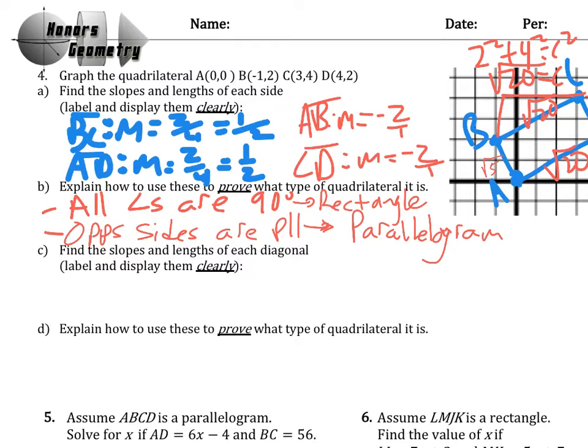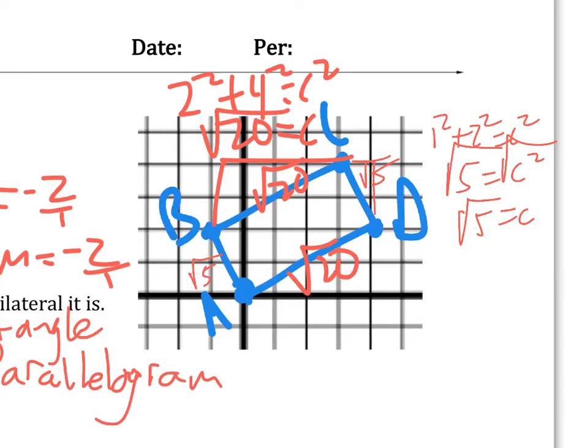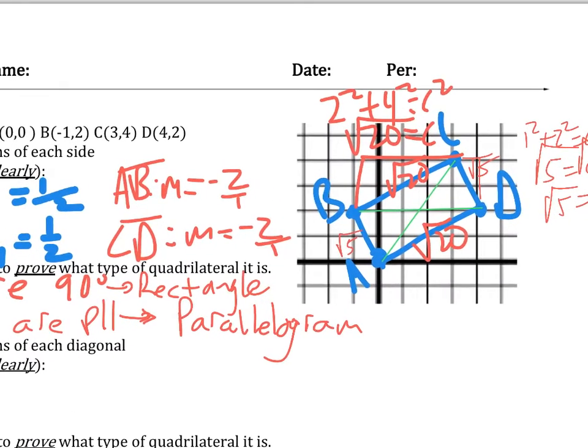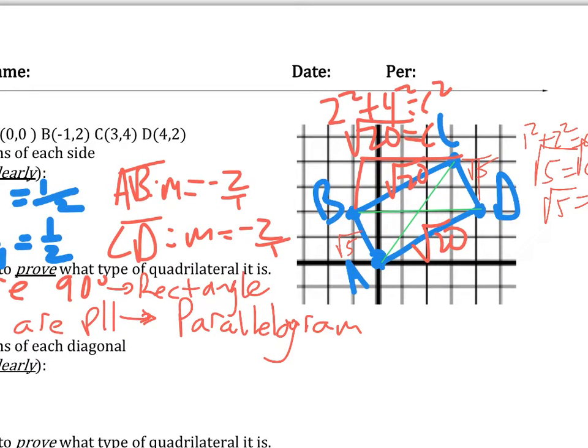Let's find the slopes and lengths of the diagonals and see where that takes us. So there we have two diagonals in green there, and we want to find their slopes and their lengths, okay? The slopes will tell us if it's a square or not. Well, this has a slope of 0, rise of 0, and a run of 5, okay? So BD has a slope of 0, and AC looks like we're going up 4 over 3.